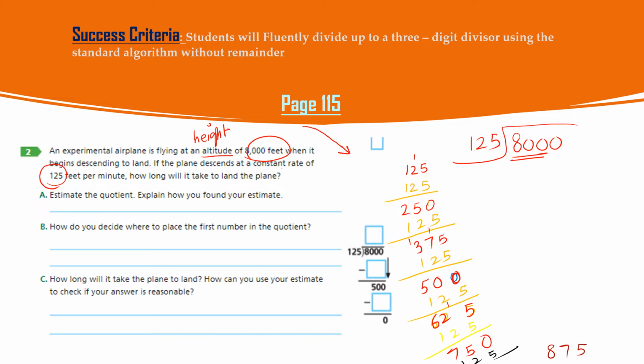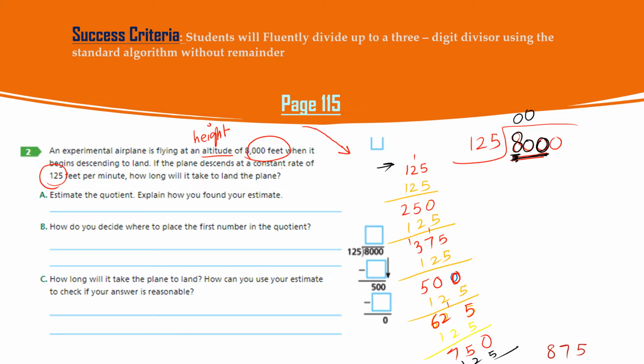Now let's check how can we start working it. Okay. Now, does this 8 go in the table of 125? No. So put the 0. So now it becomes 80. Does 80 go in the table of 125? No. So again put the 0 up. Now 800. Does this 800 go in the table of 125?